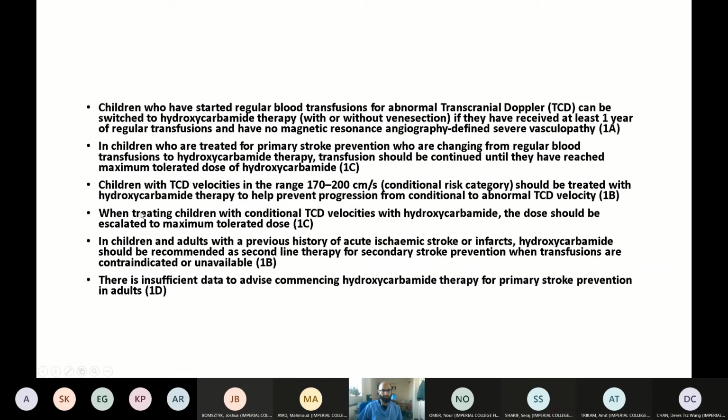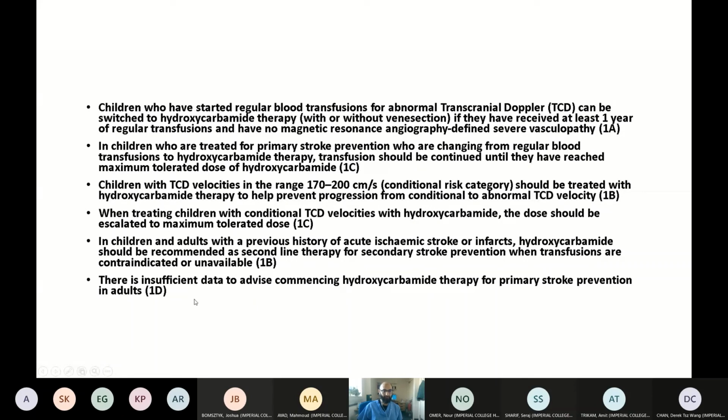However, for secondary prevention, in patients who've had ischemic strokes or infarcts, transfusion therapy is still the standard treatment. And as the guidelines recommend, hydroxycarbamide should be recommended as a second-line therapy when transfusions are contraindicated or unavailable. So apart from secondary stroke prevention, for all other indications, hydroxycarbamide should be strongly considered.